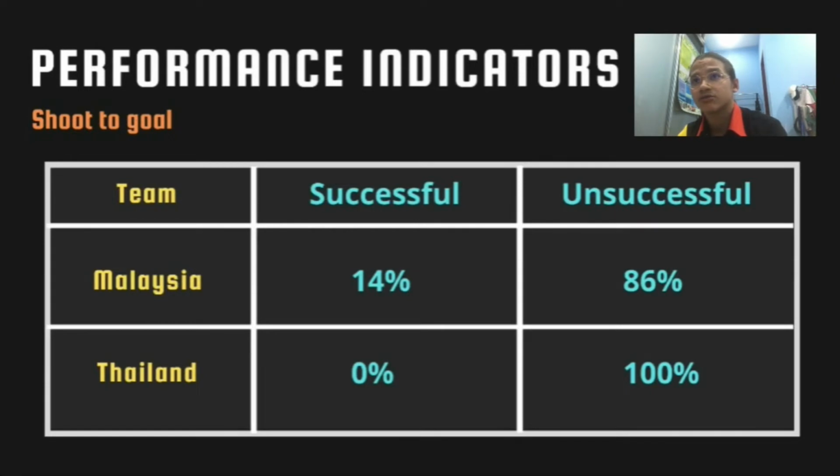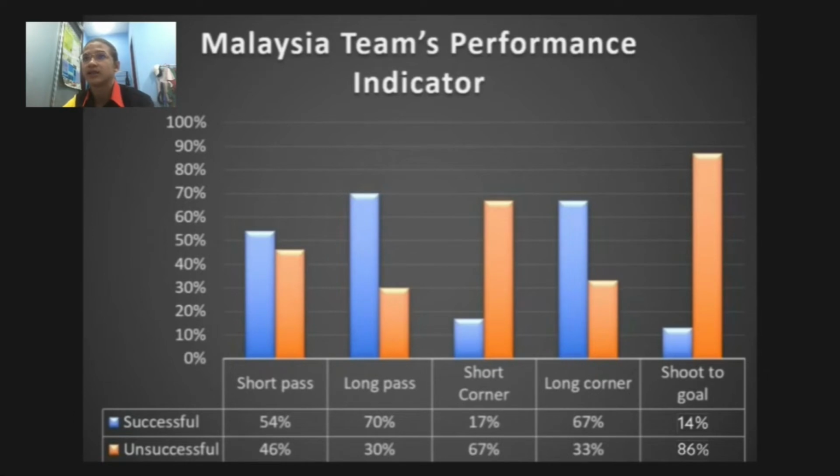Okay, the last one is shoot to goal for Malaysia and Thailand. The successful shoot to goal for Malaysia is 14% and unsuccessful is 86%, while Thailand gets 0% successful shoot to goal and 100% unsuccessful, which means Malaysia scored against Thailand. As you can see here, this is the Malaysia team and Thailand team performance indicator graph.